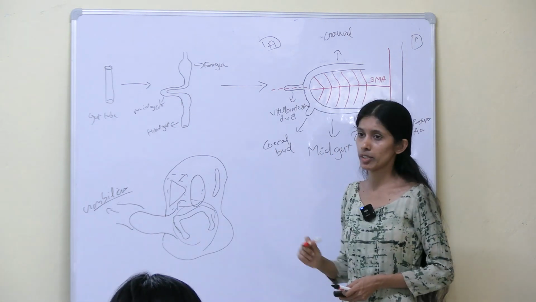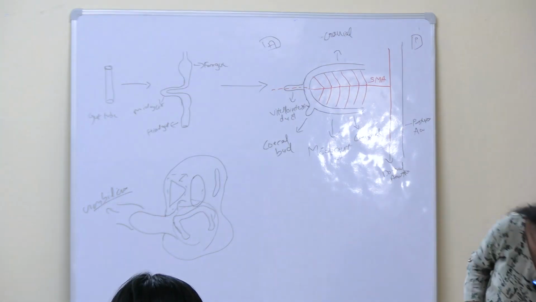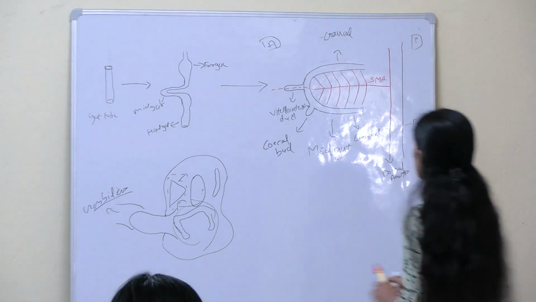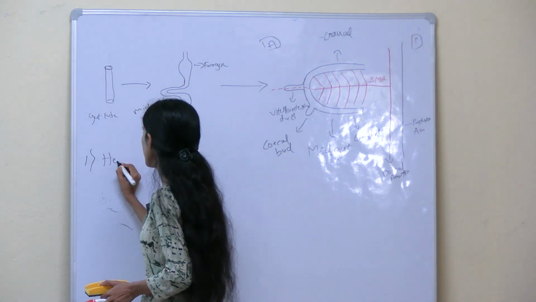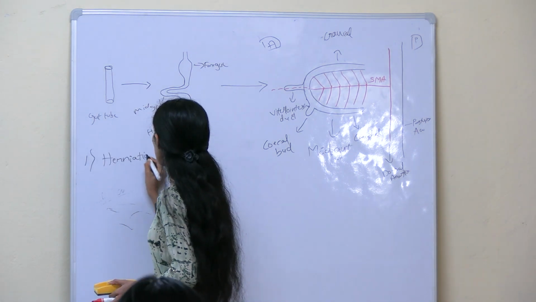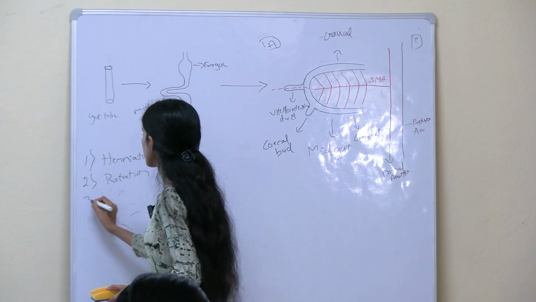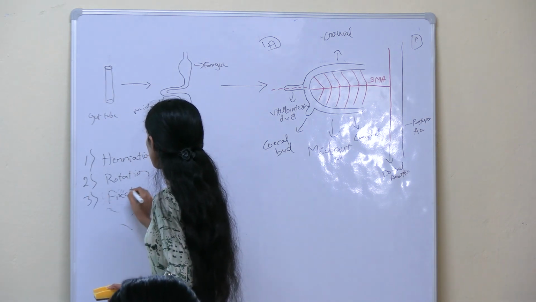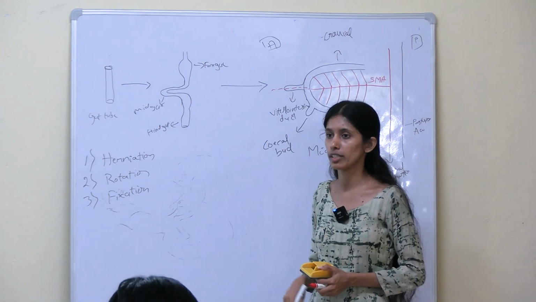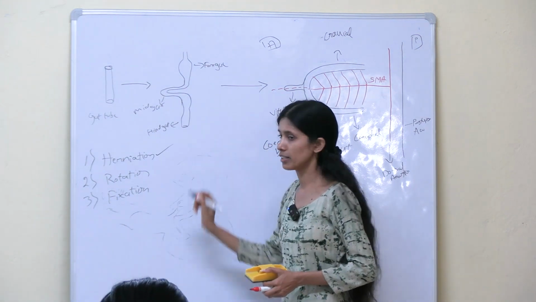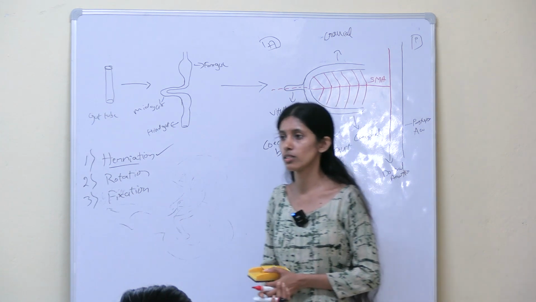So, to learn the development of your midgut derivatives, we have three important steps. What are those? The first one is herniation. The second one is rotation. And the third one is fixation. These are the three important points we see in the development of your midgut derivatives. What is herniation? What do you mean by the word hernia? Protrusion. Any other answers?